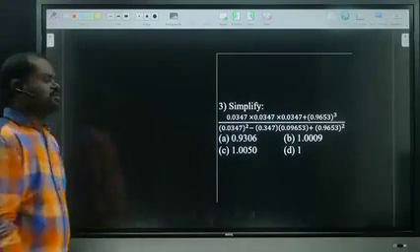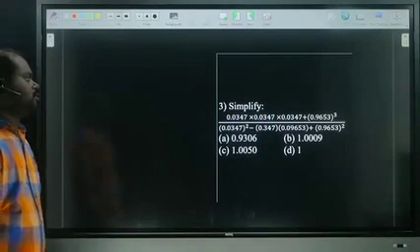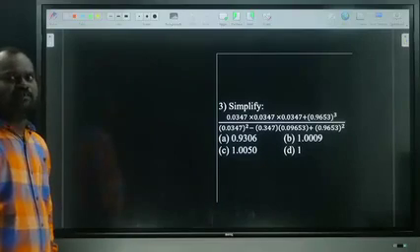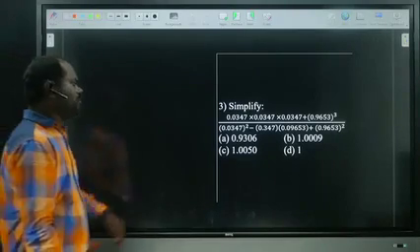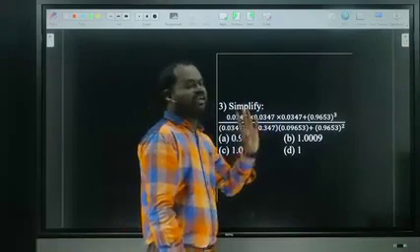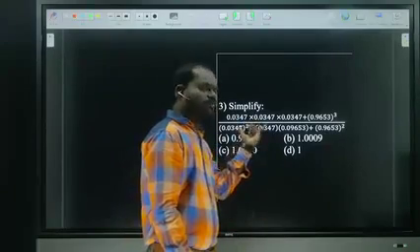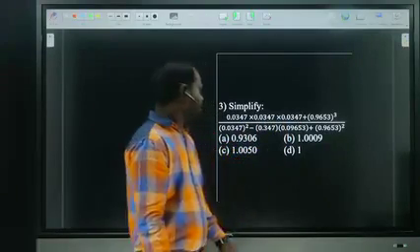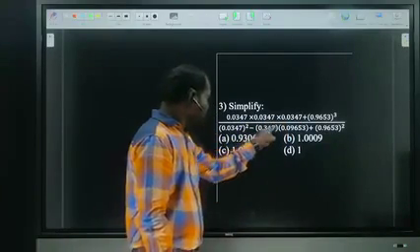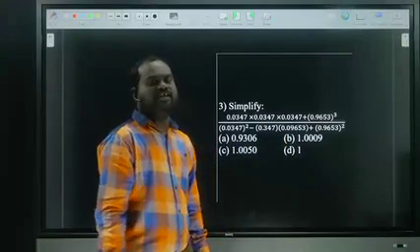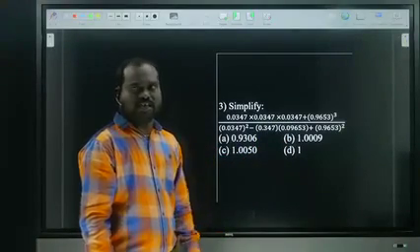Observe carefully. Again, same, I just changed the numbers. So 0.034, how many times repeating? 3 times. Nothing but A cube plus B cube by A square minus AB plus B square. Again, what is the answer of that? A plus B.